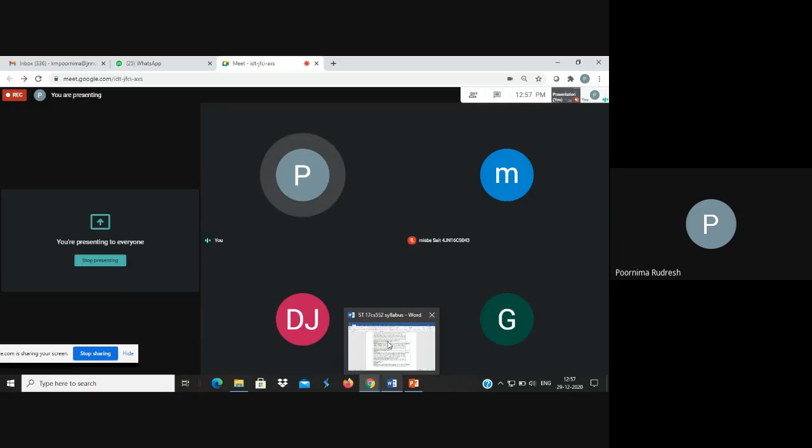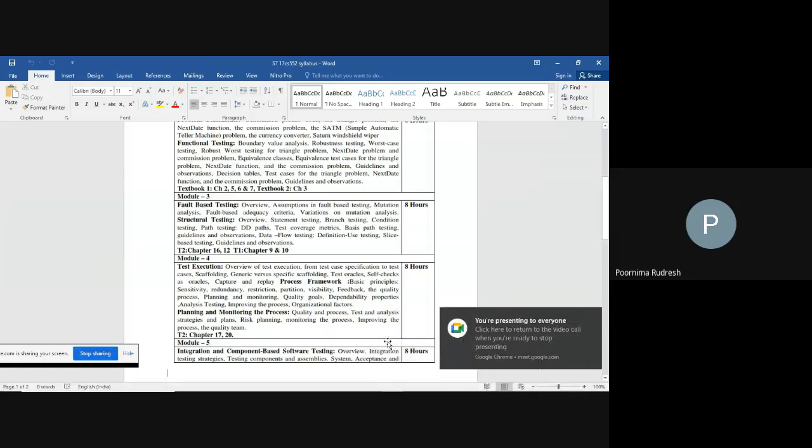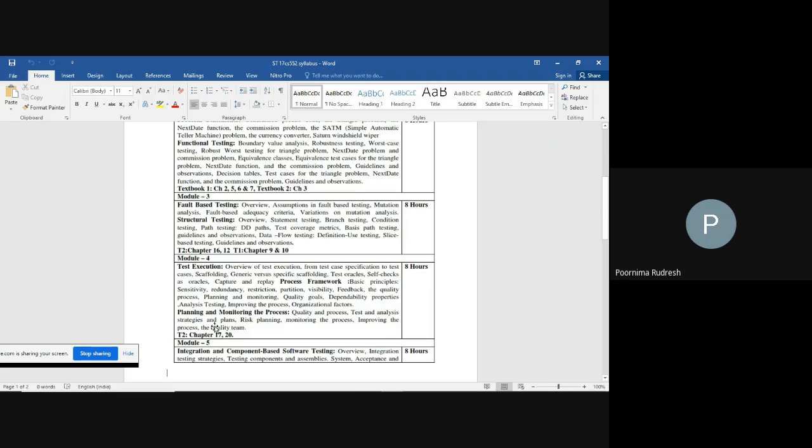Good afternoon, students. Today I'm going to start the new chapter. In the last class, I started module 4, test execution. In this module, we have three main topics: test execution, process framework, planning and monitoring the process. But here they have specified only two chapters, 17 and 20. Two more chapters are there. For test execution, it is chapter 17, and for planning and monitoring the process, it is chapter 20. But for process framework, there are two chapters, chapter 3 and chapter 4.